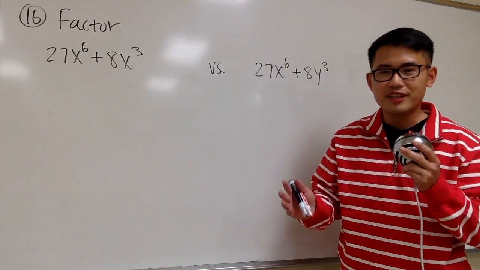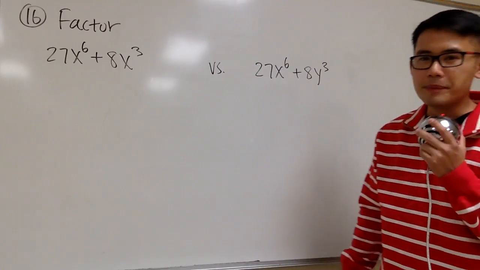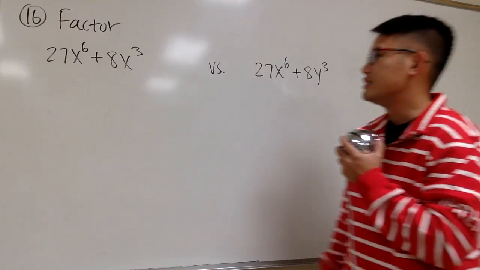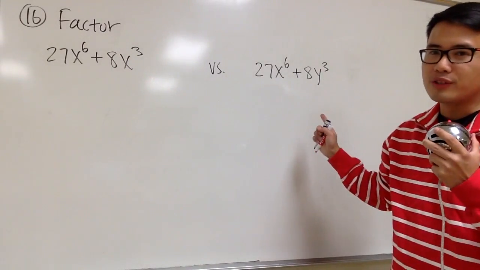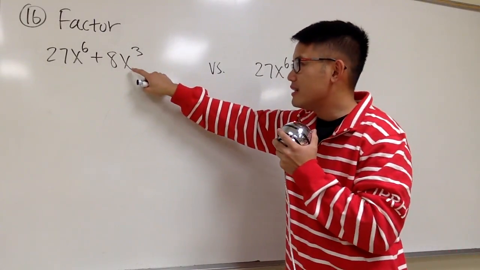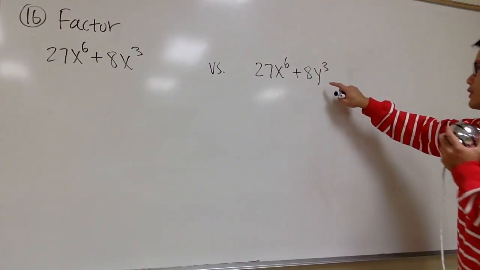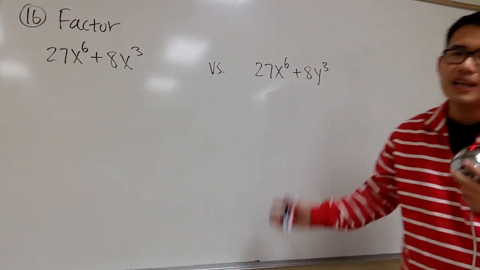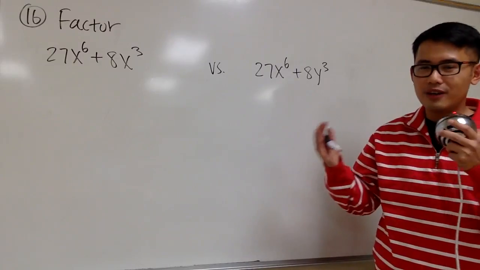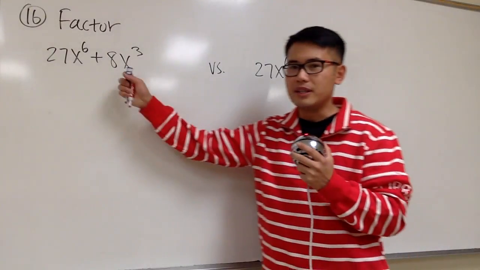Alright, so hopefully you guys have had a chance to work out these questions, and now let's go over them together. Number 16. As you can see, we are going to work out these factoring questions together. This right here is x to the third power, but this is y to the third power. The rest are the same, right? So what's the difference in the steps? Let's talk about this first.